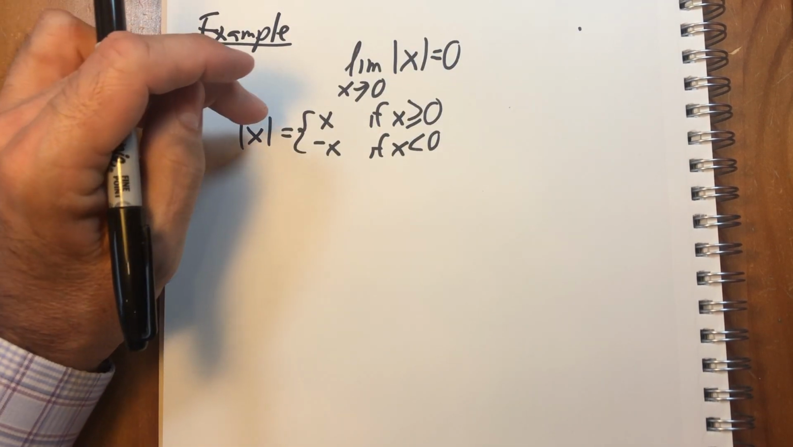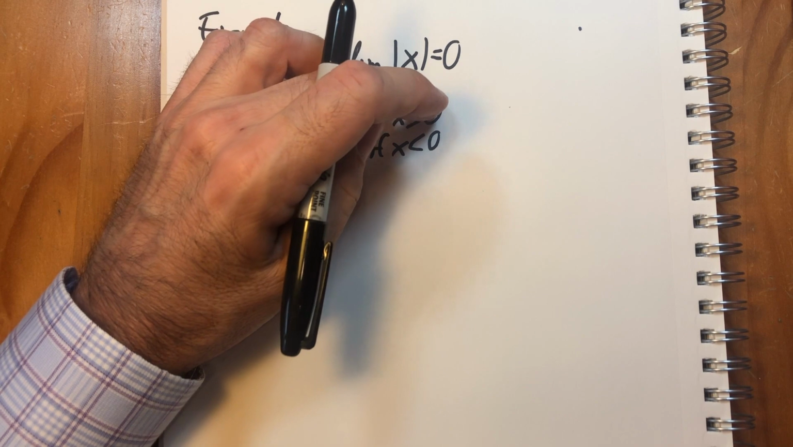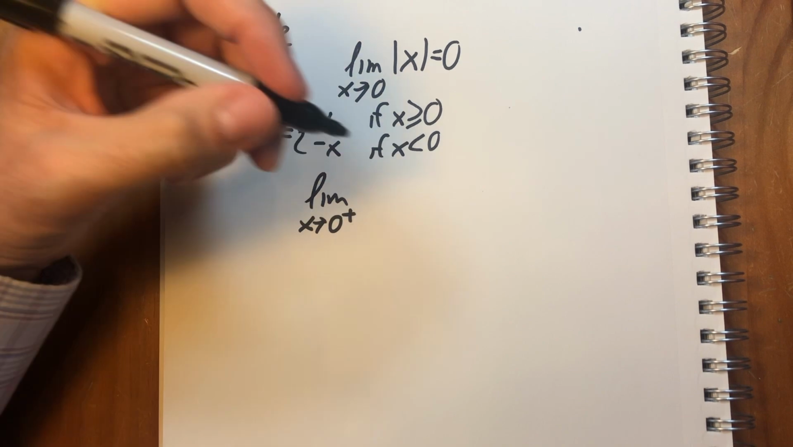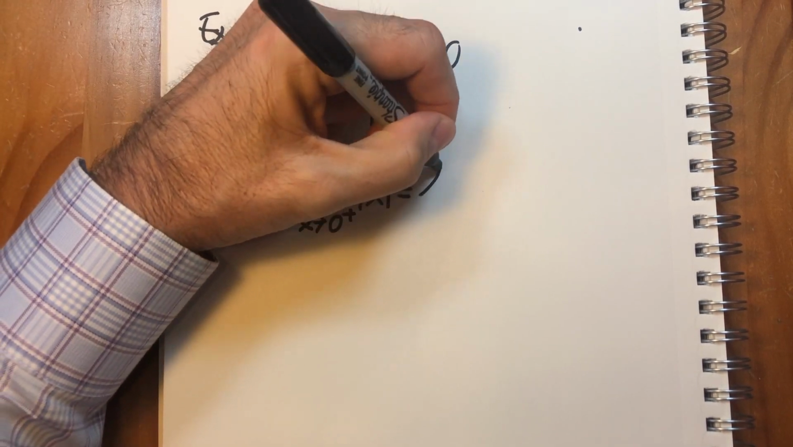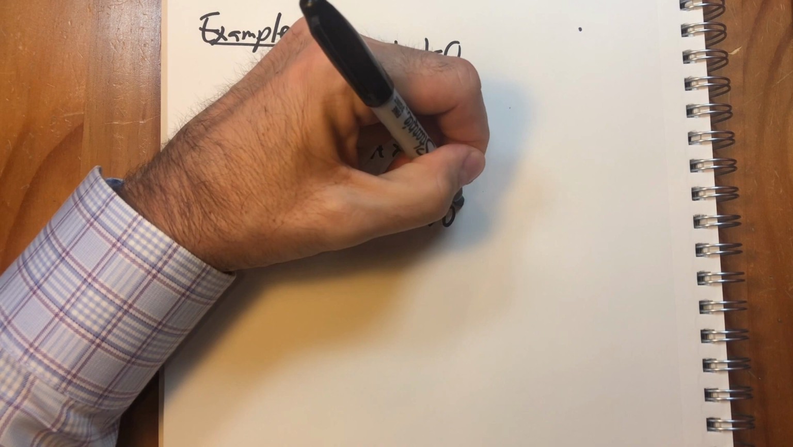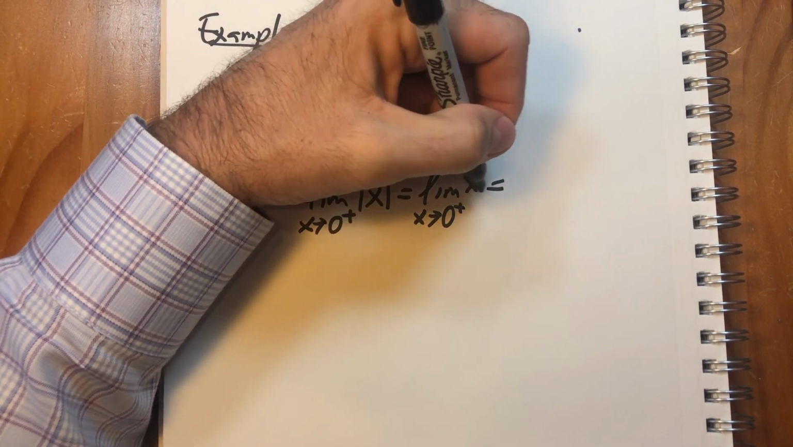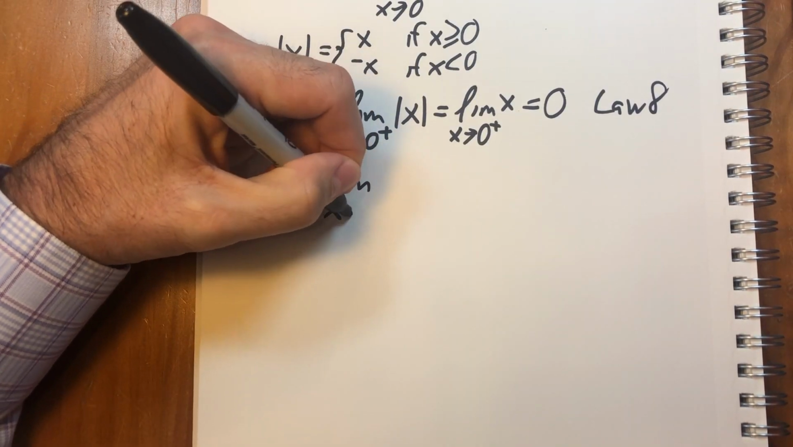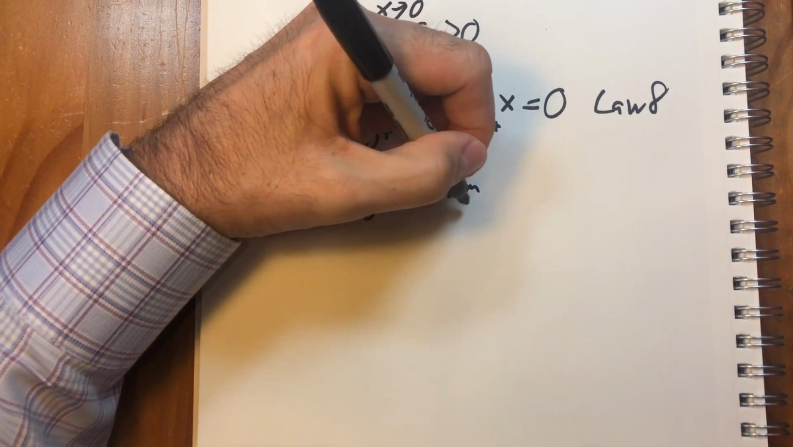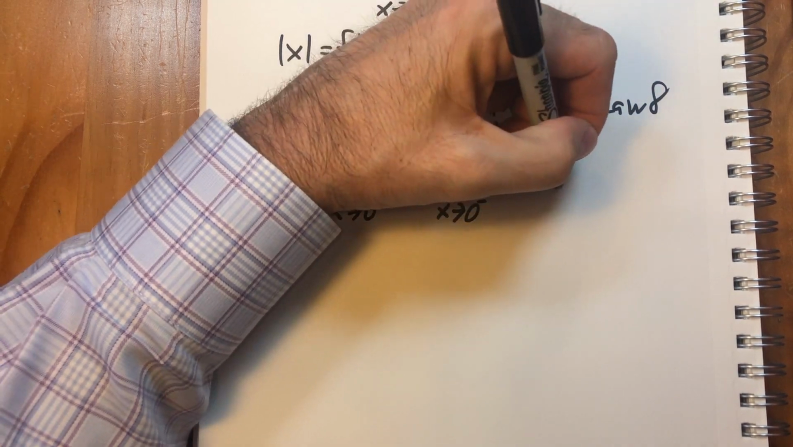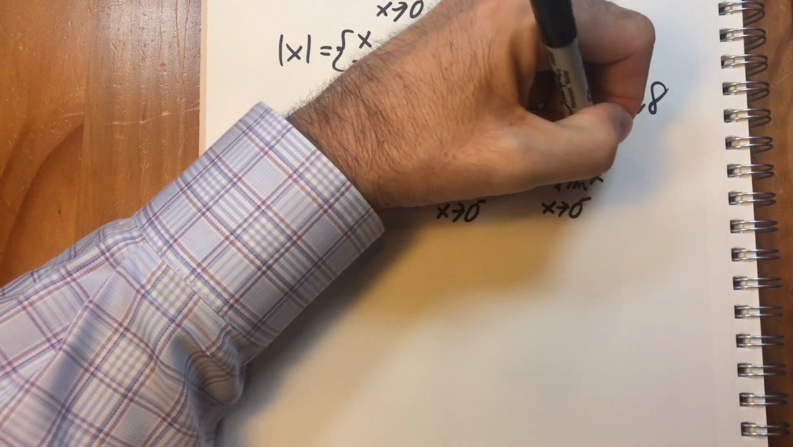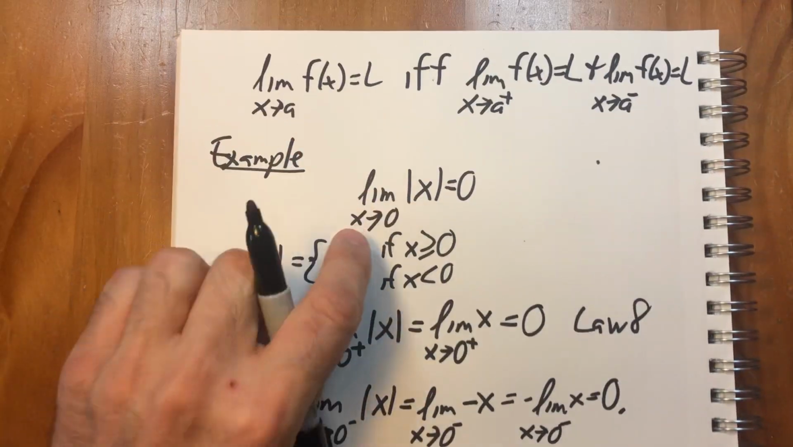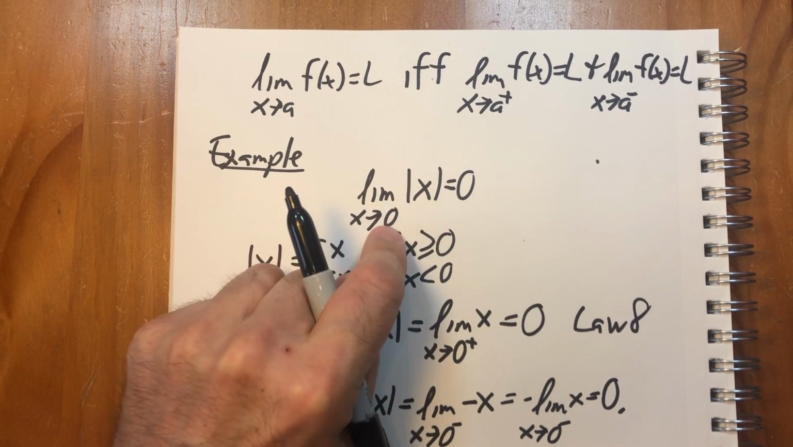So since the absolute value of x is x when x is greater than 0, then we have the limit as x approaches 0 from the right of the absolute value of x equals the limit as x approaches 0 from the right of x, and that equals 0 from law 8. And the limit as x approaches 0 from the left is just the limit of minus x. That equals minus the limit of x, and that again equals 0. So the left-hand and the right-hand limits both equal 0. So the limit as x approaches 0 of the absolute value of x equals 0.